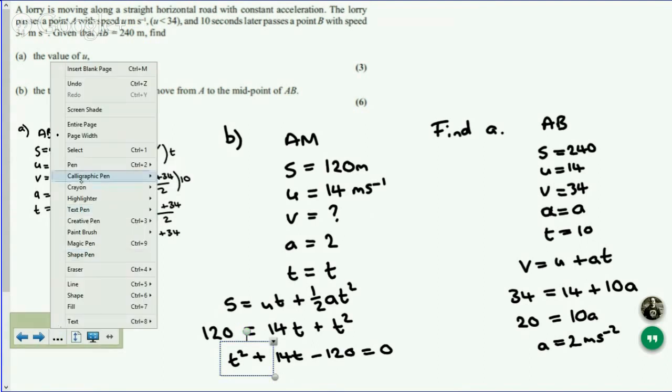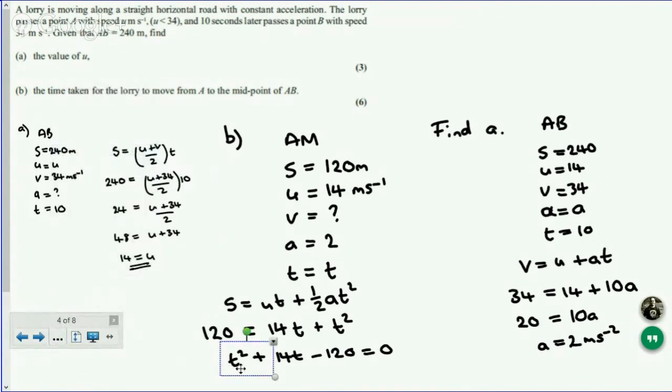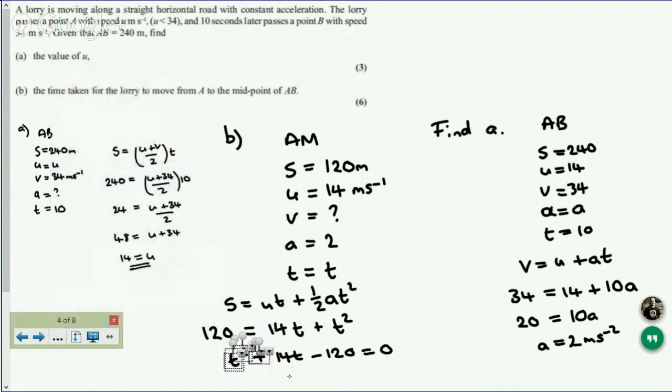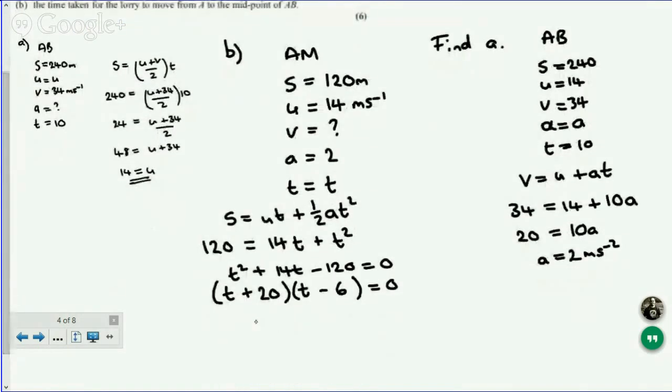So T squared plus 14T minus 120. It does factorize. So we're going to put a T there, a T there. And we need two numbers that will multiply to give negative 120 and add to give 14. And there we go. So we end up with two possible answers.